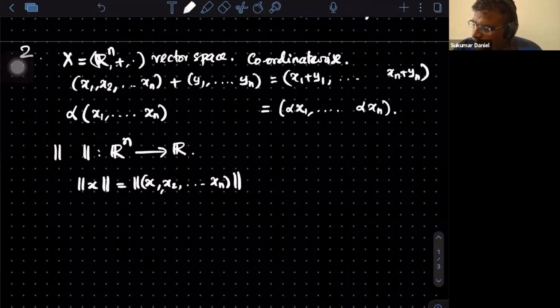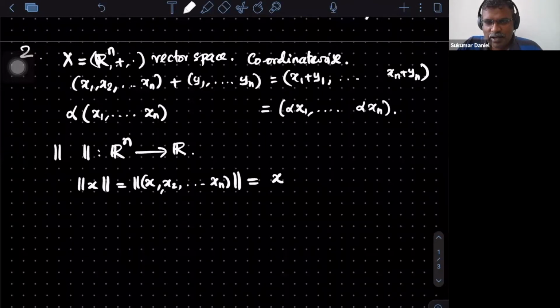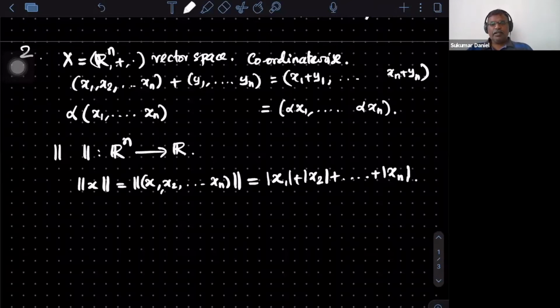So this norm I want to define in this fashion. There is one obvious norm that you can define. I'm not going to define that right now. I want to define it as this. What I have done is look at each coordinate, take the modulus value, and sum all the absolute values of the coordinates. Sum of the absolute values of the coordinates.